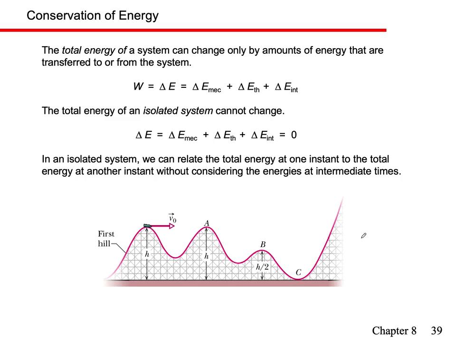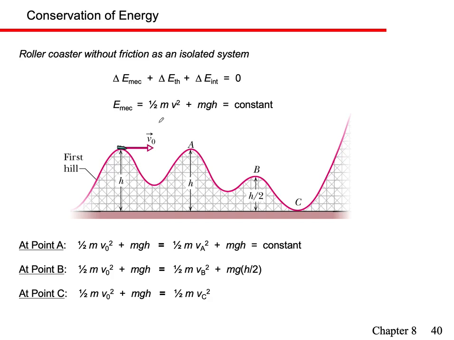Conservation of energy. A roller coaster is a classic example of this. So the work equals the change in energy, which is the change in mechanical plus thermal energy, plus it could be the internal energy of the system. But if it's isolated, that total amount of energy can't change. So what do we have here? Assuming there's no friction, we shouldn't have too much change in thermal energy. And so the kinetic energy plus the gravitational potential energy should stay constant.